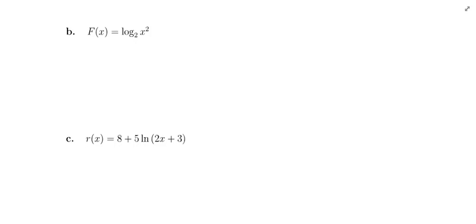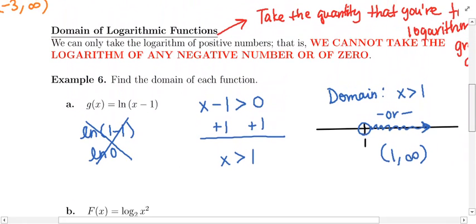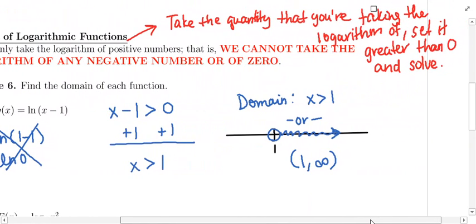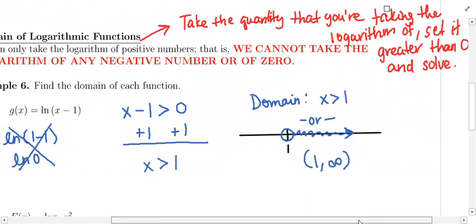All right, here comes more practice with finding the domain of a logarithmic function from its equation. In example 6b, the function is f of x is equal to log base 2 of x squared. The base of the logarithm is irrelevant. The rule for finding the domain of a logarithmic function is, well, I wrote it up here. You're supposed to take the quantity that you're taking the logarithm of, set it greater than 0, and solve.